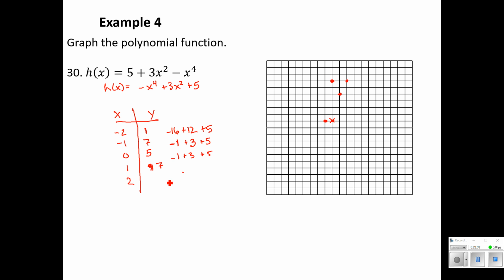And at 2, here I've got negative 2 to the 4th, plus 3 times 4, plus 5. We do get a positive 1 again. So I guess there is some symmetry with this graph. We kind of lucked out in that regard. We get kind of like a capital M looking thing, a couple of bends in it.